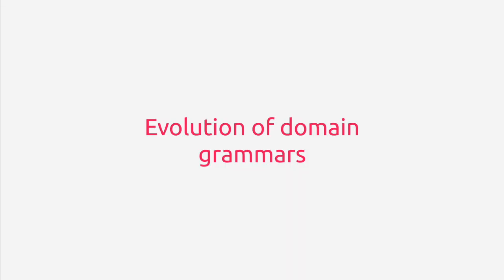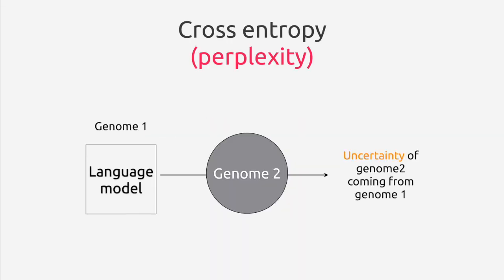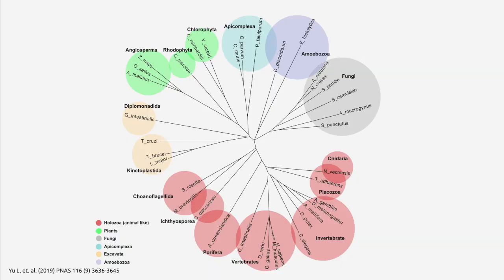Now let's see how these grammars evolved. We need to know about cross entropy or perplexity. It's a measure of uncertainty of a genome given a language model from another genome. And by a simple mathematical trick, the cross entropy values can be converted to a distance matrix, and that can be plotted as a phylogenetic tree.